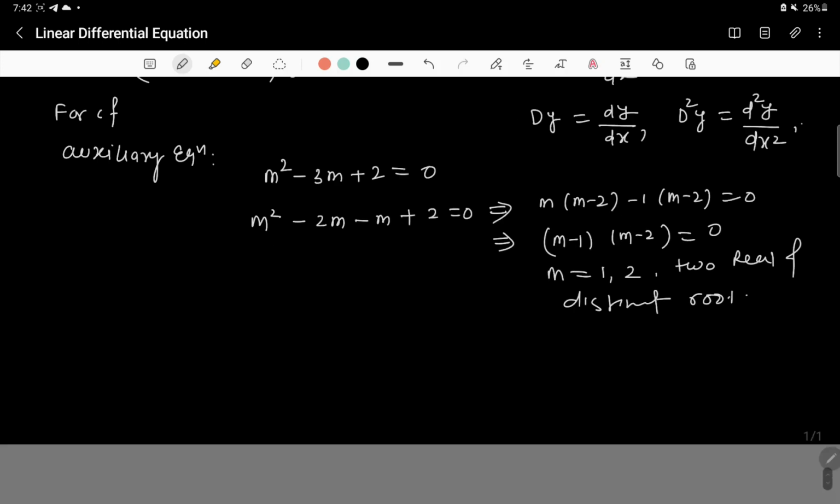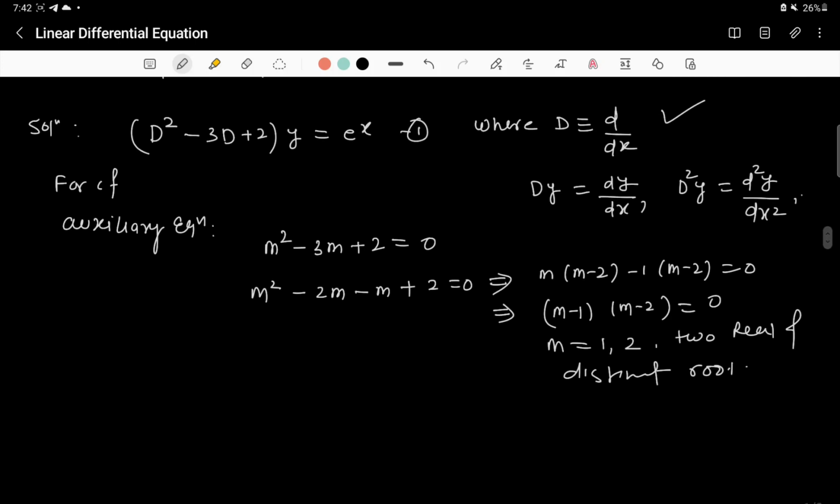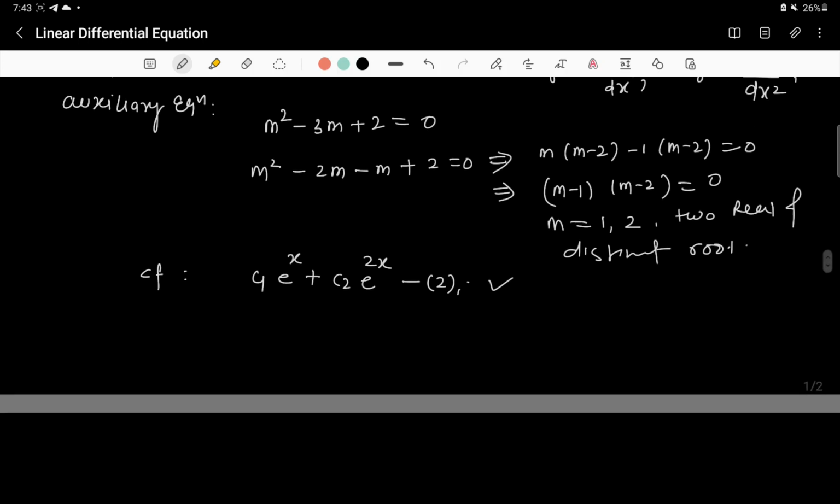So what is the CF? Your CF will be C1 exponential x plus C2 exponential 2x. This is number 2. So CF is very easy. We can calculate it in other questions in the same manner. So now PI.